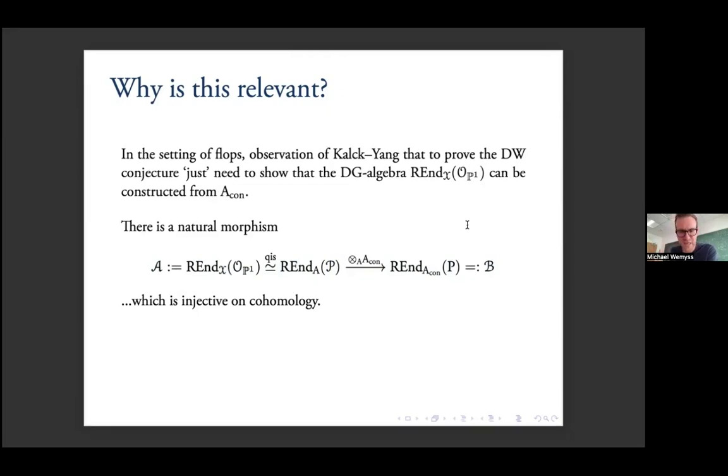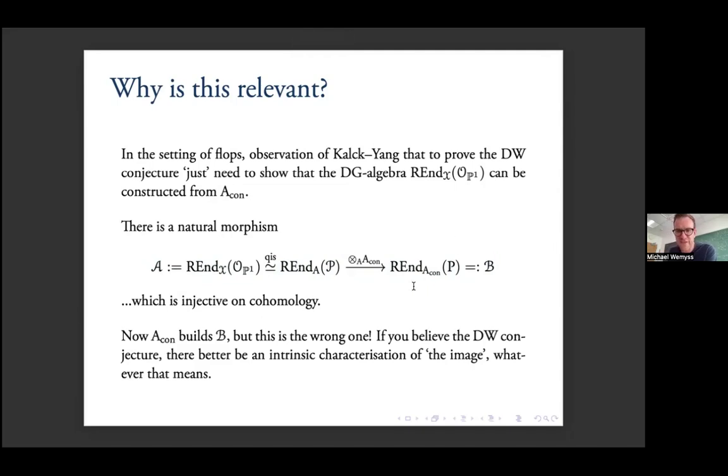And so here's the point. The contraction algebra clearly builds this object, but the first isomorphism theorem is not about that object. It's about the image. And so if you're emotionally attached to Acon, which I am, and in particular you can build that object, you've got a problem, because you think it's going to be quite difficult to prove this conjecture. Because if you believe it, there had better be an intrinsic characterization of the image, whatever that means.